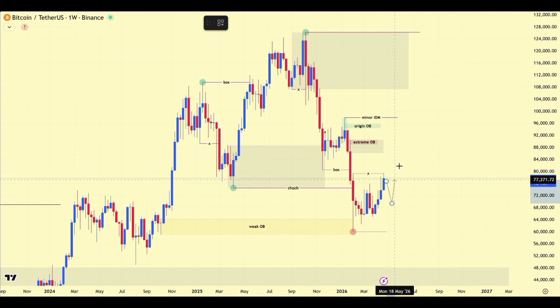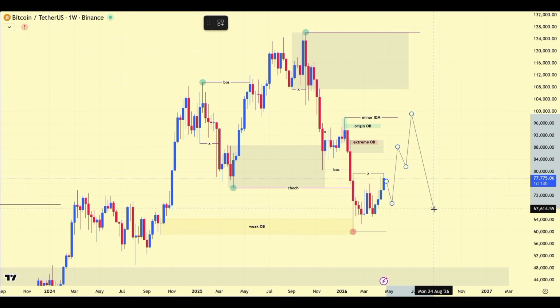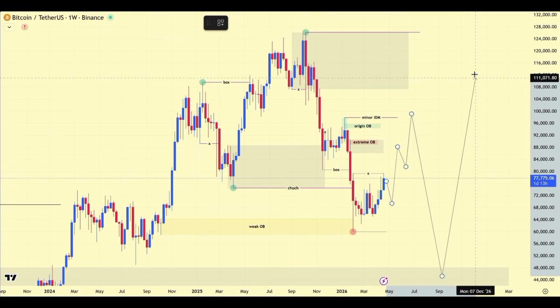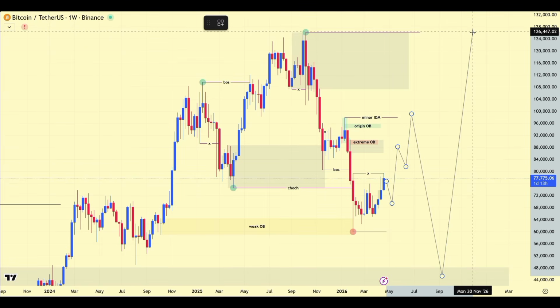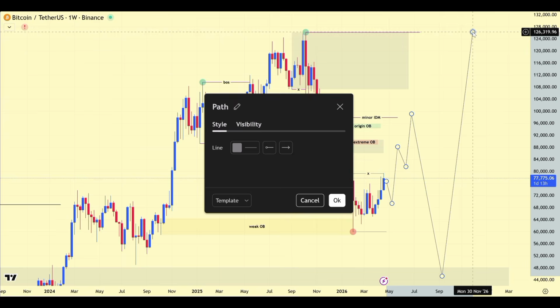Things like this, price continues and takes out the minor inducement, probably extends towards the extreme before now continuing lower all the way towards the valid reversal area, or in that case the valid extreme order flow, and of course continue or pump higher towards the all-time high again.